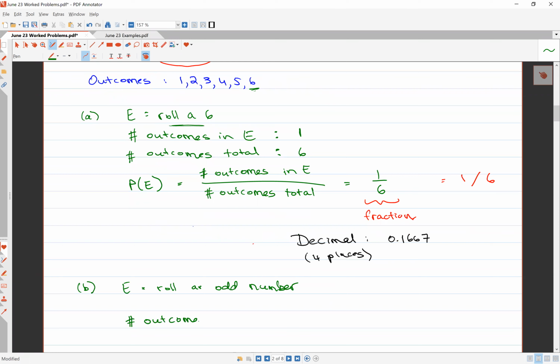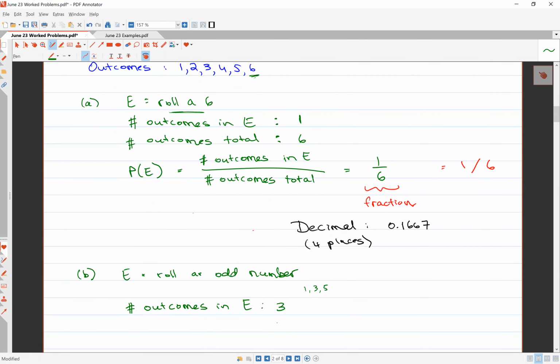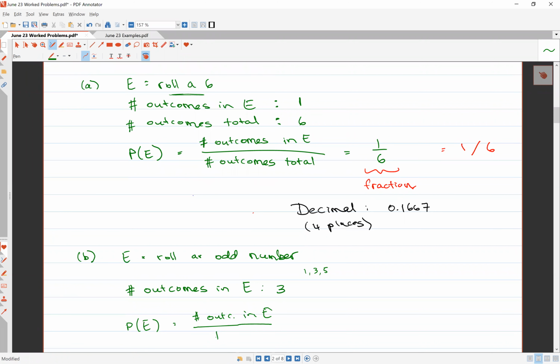So again, we want to count how many outcomes are there in the event E. So how many outcomes are odd numbers? Well, we know it's 1, 3, and 5. So there are 3 outcomes in E that correspond to rolling an odd number. And so the probability of E in this case will be, again, the number of outcomes in E divided by the total number of outcomes. So in this case, 3/6.